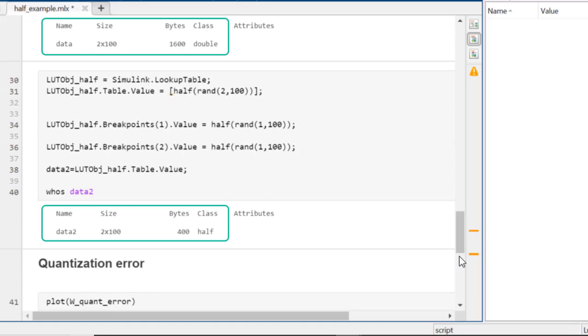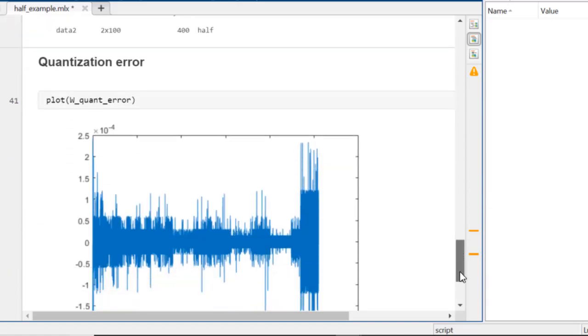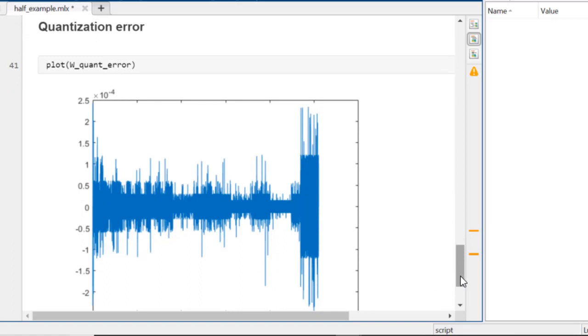However, it is important to understand the trade-off of the limited precision range of half precision. For instance, in case of the deep learning network, the quantization error was of the order of 10 raised to minus 4, and one has to analyze how this impacts the overall accuracy of the network.